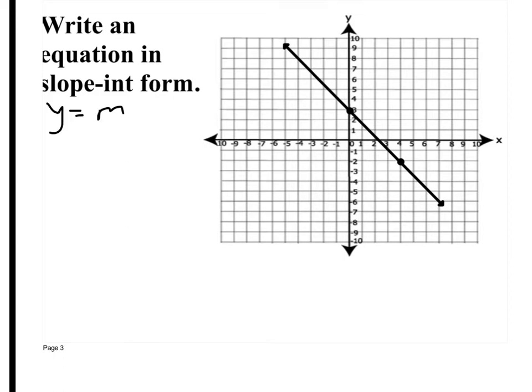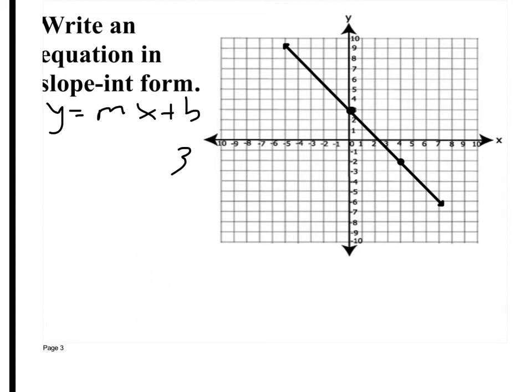Alright, so it says write an equation in slope-intercept form, which is this. Y equals mx plus b. The first thing we do is identify the y-intercept. Yesterday we figured out the y-intercept and we graphed it. Now we go backwards. We find it on the graph. What is the y-intercept here? 3. It is 3. Right there.